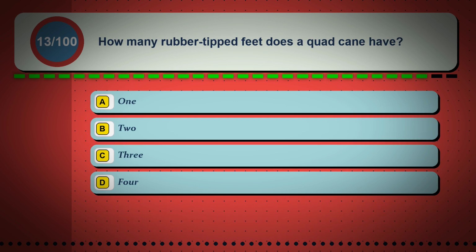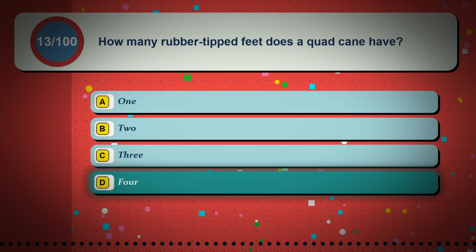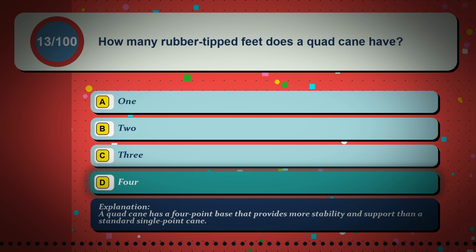Question 13. How many rubber-tipped feet does a quad cane have? Option A. 1. Option B. 2. Option C. 3. Option D. 4. The correct answer is option D. 4. A quad cane has a 4-point base that provides more stability and support than a standard single-point cane.